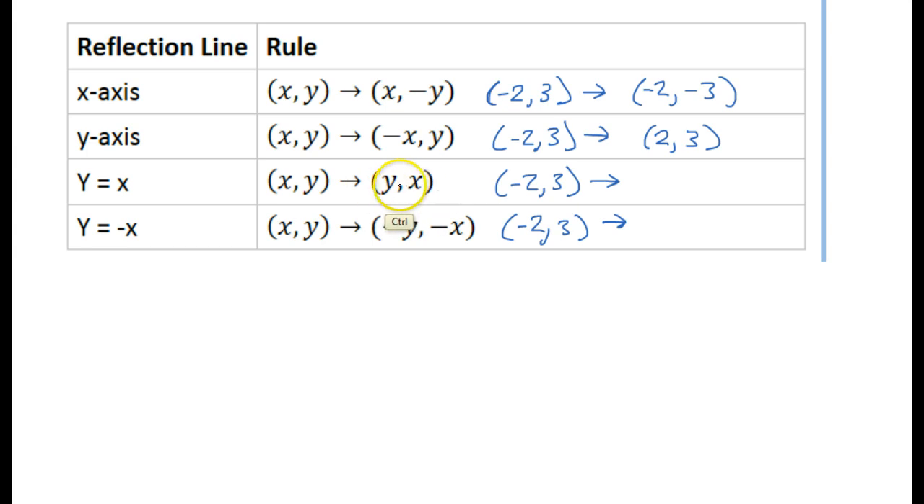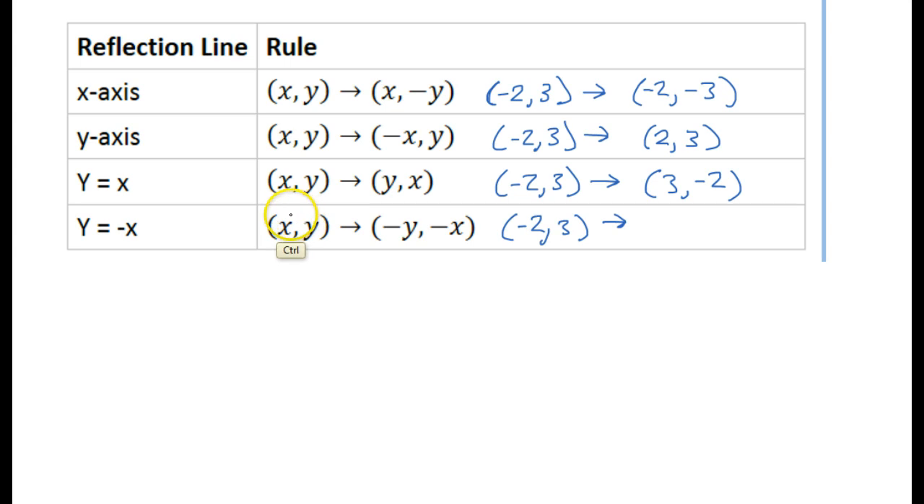So we're not going to change any of the signs, but instead of xy, we will write yx. That just means switch the order. So I would take this and I would switch the order. So this would be 3, -2. We simply switch the order.